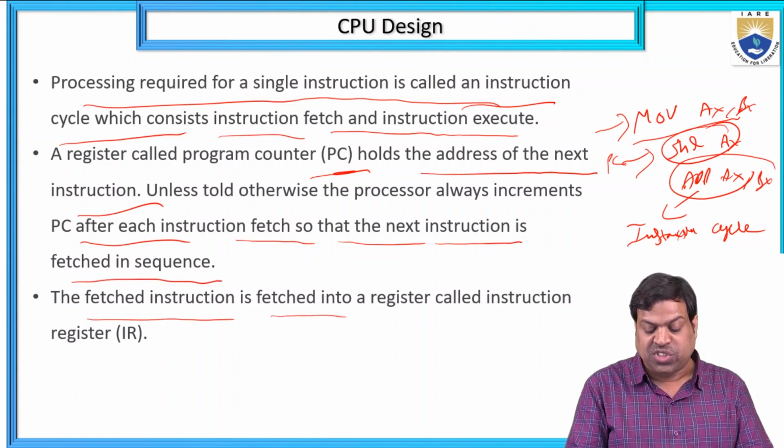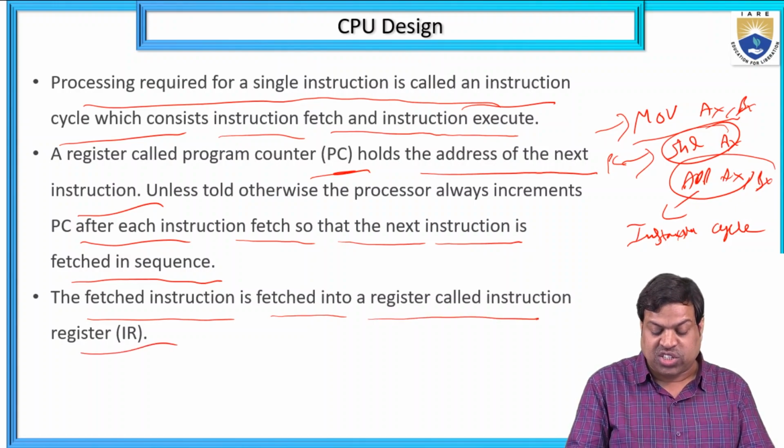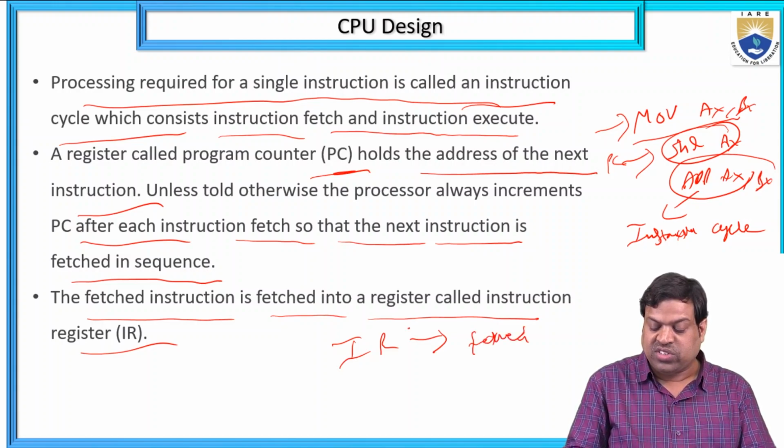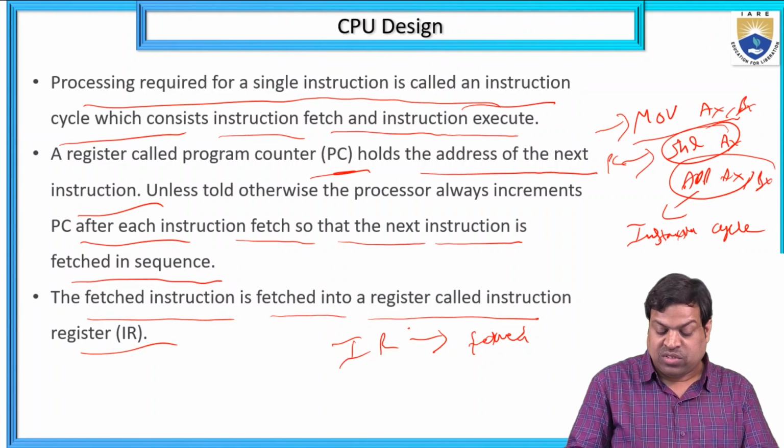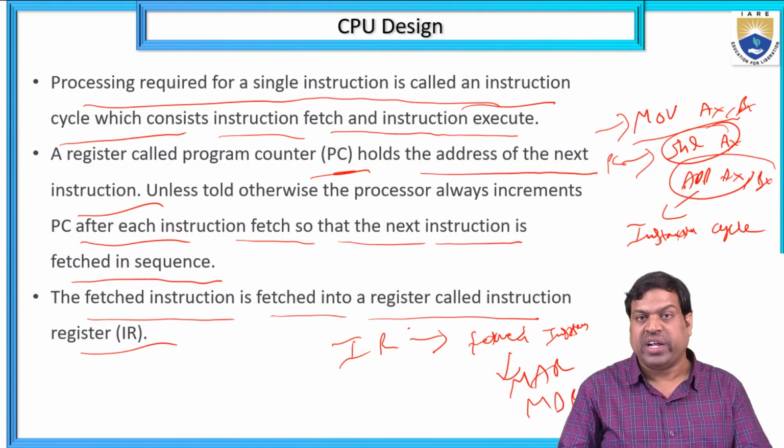The fetched instruction is loaded into a register called the instruction register. So the instruction register, IR, holds the fetched instruction. Fetched means where the data is stored, where the address is. So that is a fetched instruction. It uses the memory address register, and then only it will find the memory data.